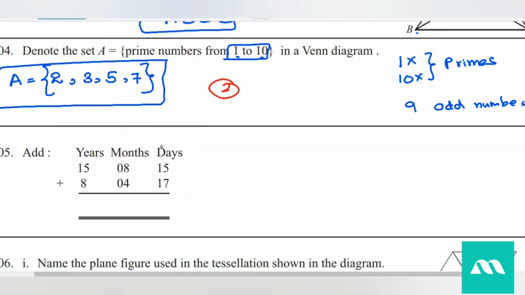9 is an odd number. It is not prime. Remember it.